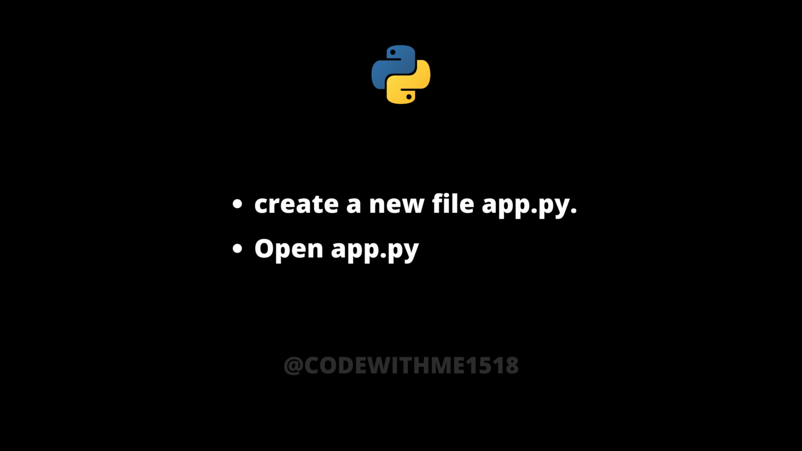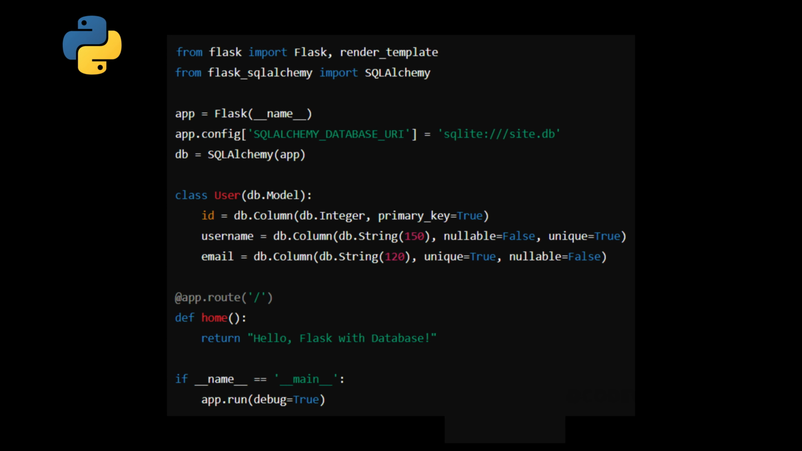Next, create a new file called app.py. Open app.py in your text editor and add the following code. This code sets up a basic Flask application with an SQLite database using SQLAlchemy. We define a user model with ID, username, and email fields.